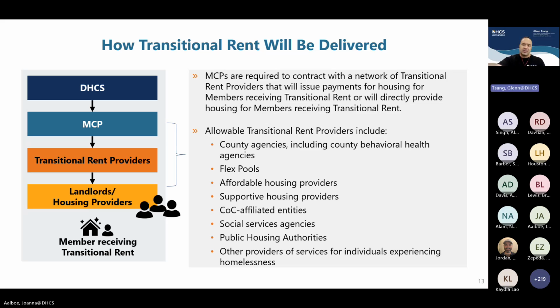In addition to issuing timely payments to landlords and other housing providers, the transitional rent provider plays a key role in ensuring the member is safely and stably housed in an appropriate and habitable setting, and that the member is connected to supportive service providers. Many types of entities can serve as a transitional rent provider. Notably, this includes county agencies such as County Behavioral Health, which are well positioned to serve as transitional rent providers and help seamlessly coordinate the BHSA eligible members' switch to BHSA housing interventions.